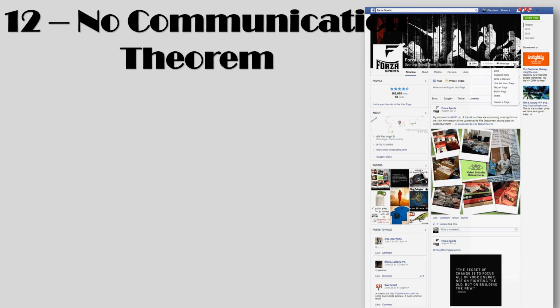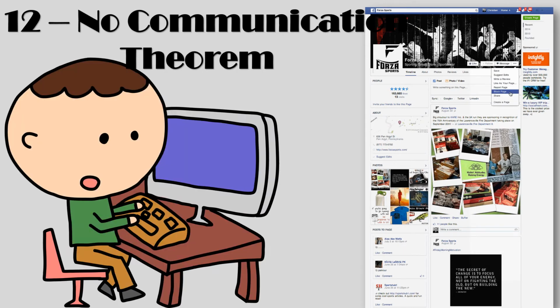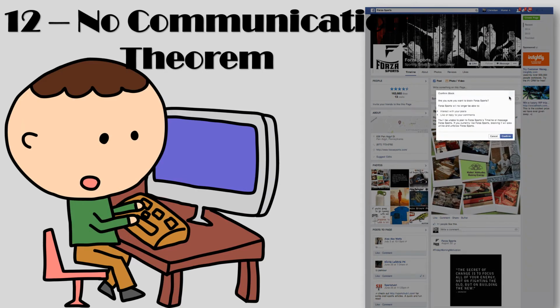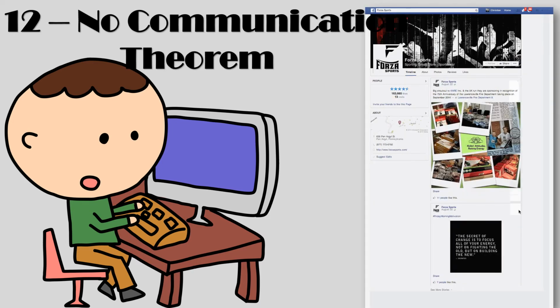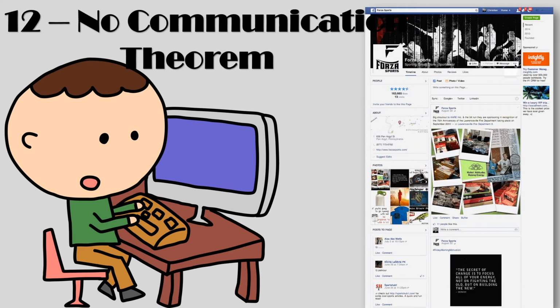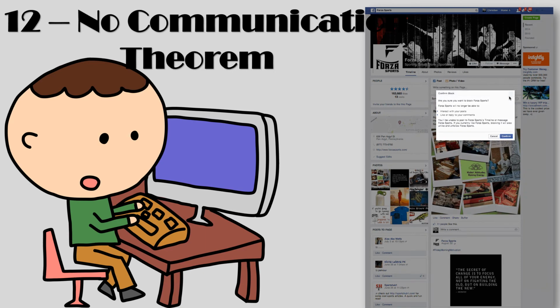And one more thing you will realize, sometimes you will not be able to communicate with some of your friends. You will think they blocked you. Actually, they didn't. This is what we call the no communication theorem. You just became entangled with them. When two quantum states become entangled with each other, they cannot communicate with each other.